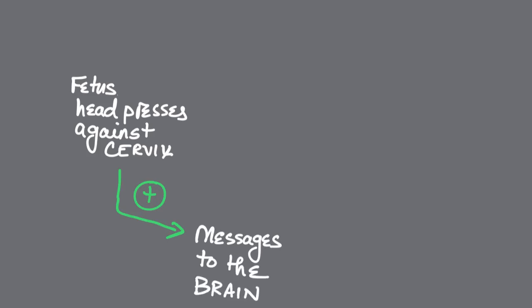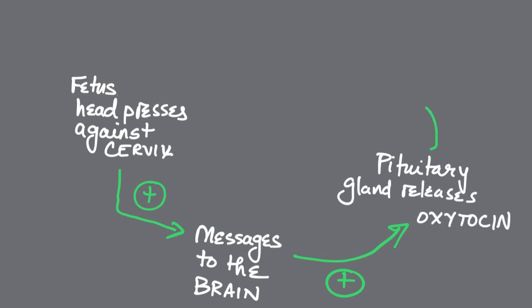The endocrine system plays an important role in bringing about rapid change. A good example is what happens during childbirth. During childbirth, the fetus's head presses against the cervix of the mother. This causes the receptors in the cervix to send messages to the brain. In the brain, the pituitary gland is turned on and it releases a hormone called oxytocin. Oxytocin is released into the blood, reaches the uterus, and causes strong contractions.